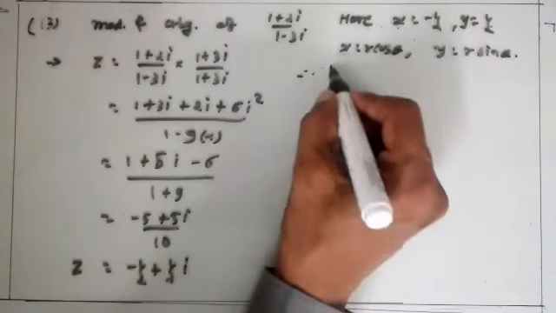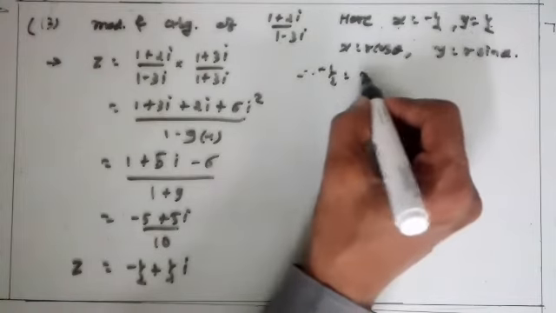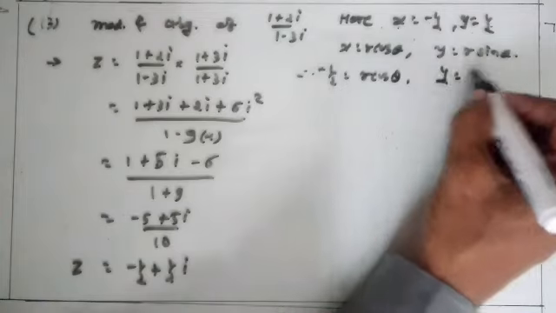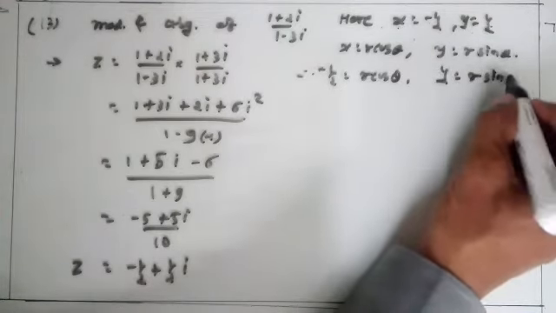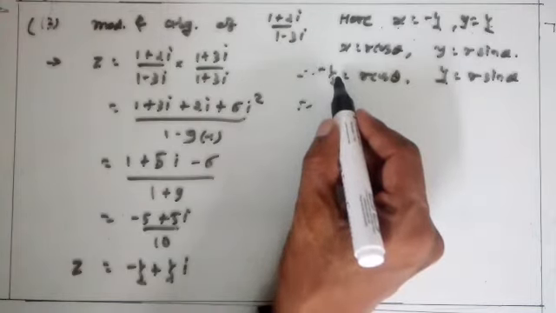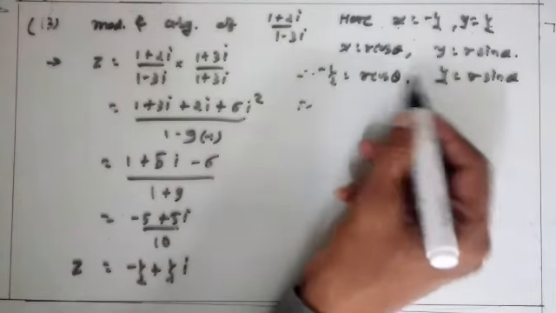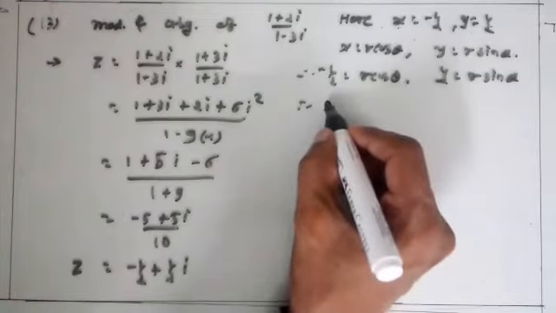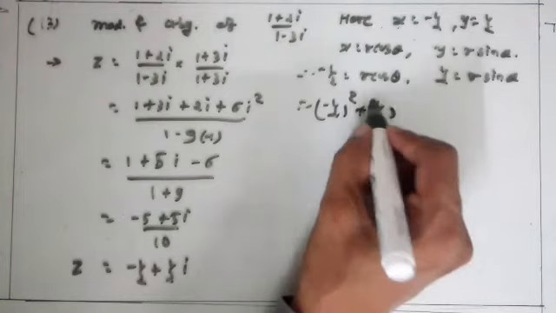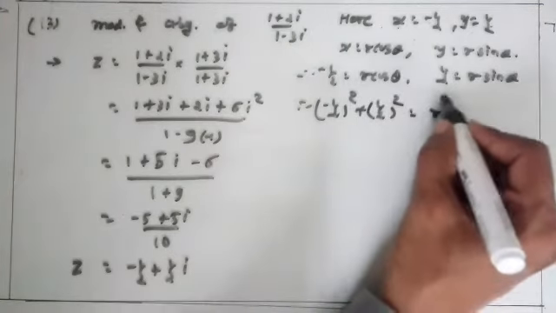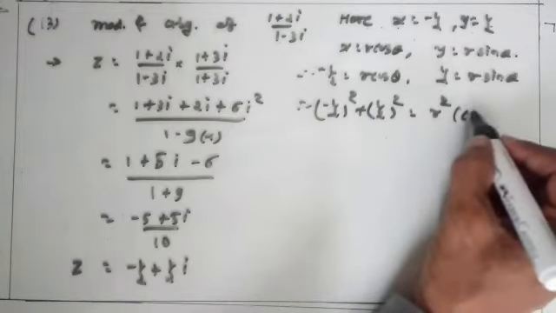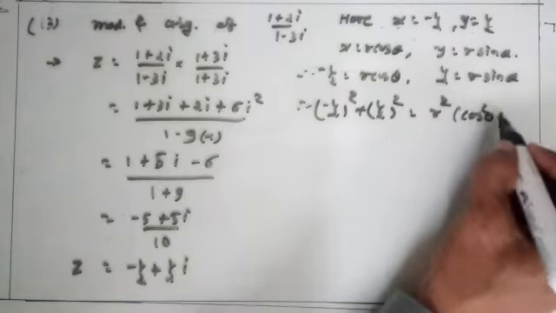Therefore, minus 1 by 2 is equal to r cos theta and 1 by 2 is equal to r sin theta. Therefore, take a square on both sides and take addition. Minus 1 by 2 raised to 2 plus 1 by 2 raised to 2 is equal to r square cos square theta plus r square sin square theta. r square take common, so cos square theta plus sin square theta.